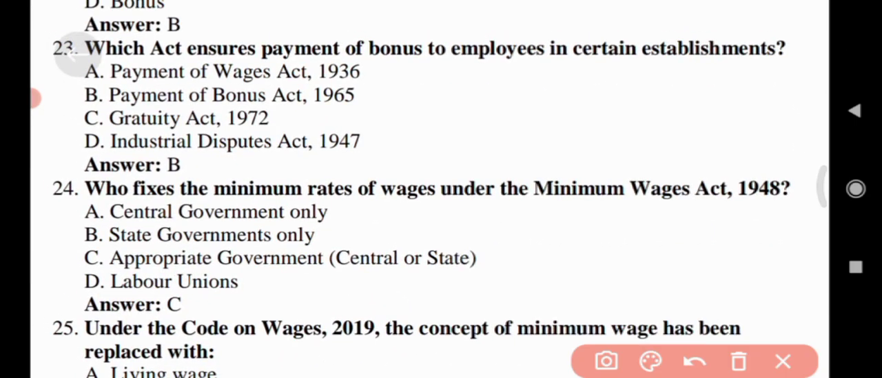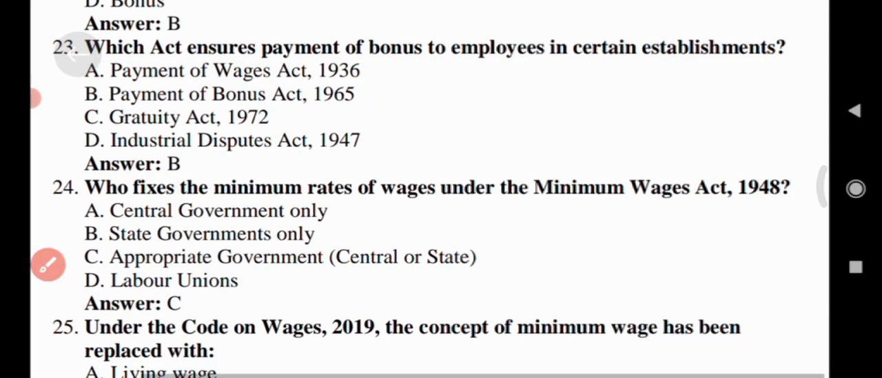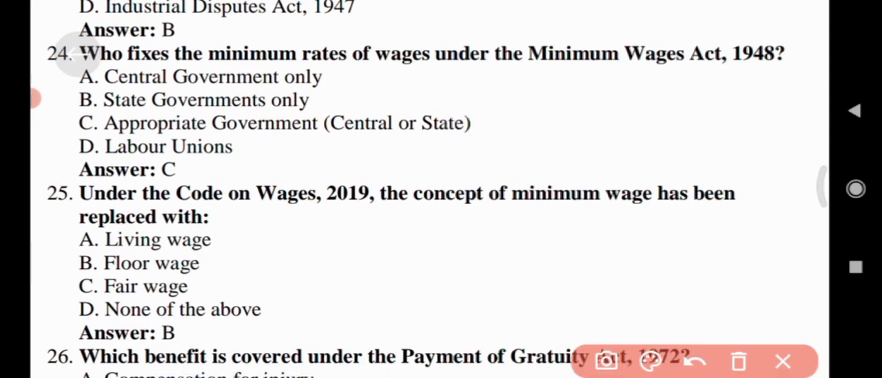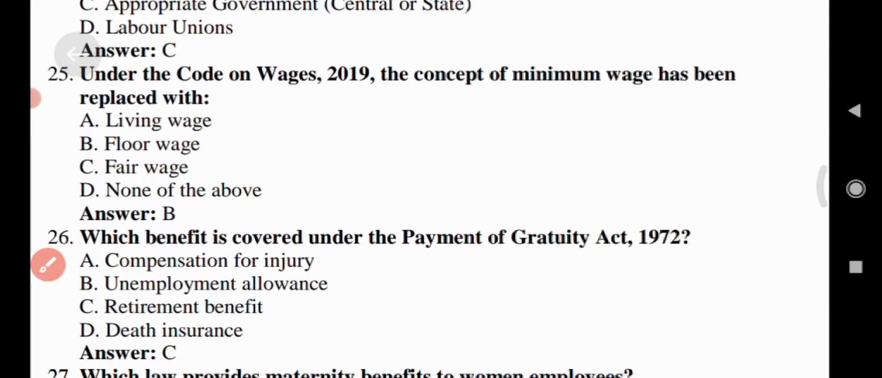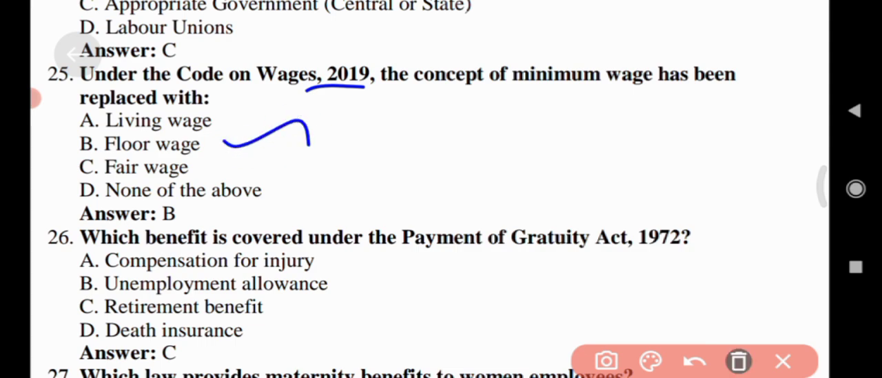Which act ensures payment of bonus to employees in certain establishments? Option B: Payment of Bonus Act 1965. Who fixes the minimum rates of wages under the Minimum Wages Act 1948? Option C, appropriate government, central or state. Under the Code on Wages 2019, the concept of minimum wage has been replaced with option B, floor wage.